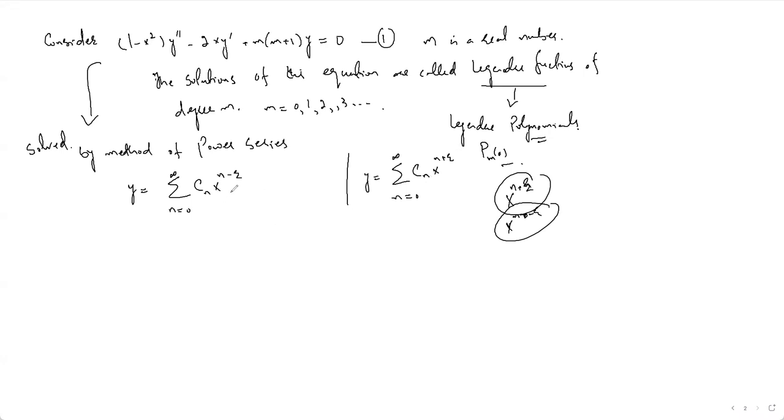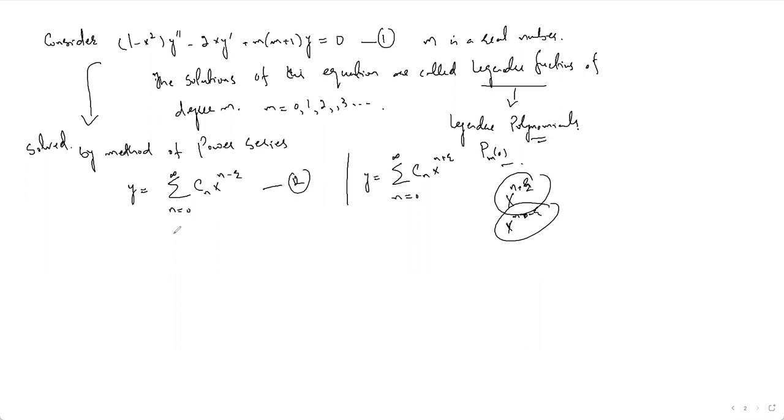So now here I am going to take it in descending order, because we have done ascending order for so many problems. Let us do it here for descending order. Also, most of the books have done it for descending powers of x. So name this as equation 1.